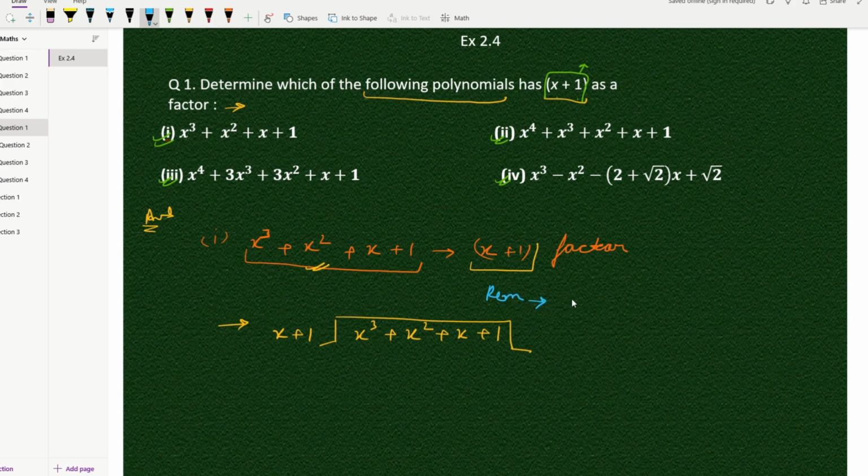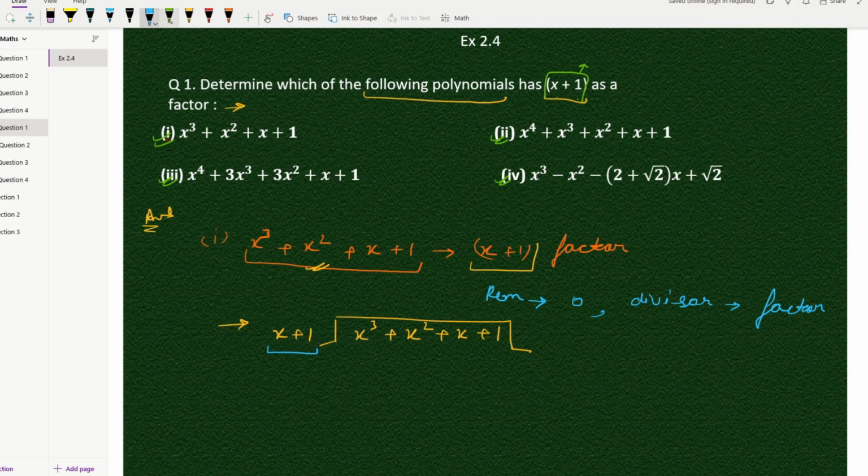और अगर रिमाइंडर आपका 0 हो जाए तो वो जो डिवाइज़र है, that will become a factor. Divisor will become a factor of dividend. So x plus 1 को हमें चेक करना है कि क्या वो फैक्टर है, तो उसको हमने डिवाइज़र बना दिया, और जो पॉलिनोमियल दूसरा है x क्यूब प्लस एक्स स्क्वायर प्लस एक्स प्लस 1, उसको हम देखते हैं कैसे होगा.